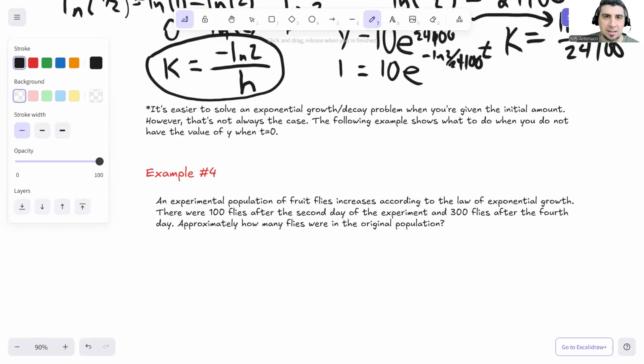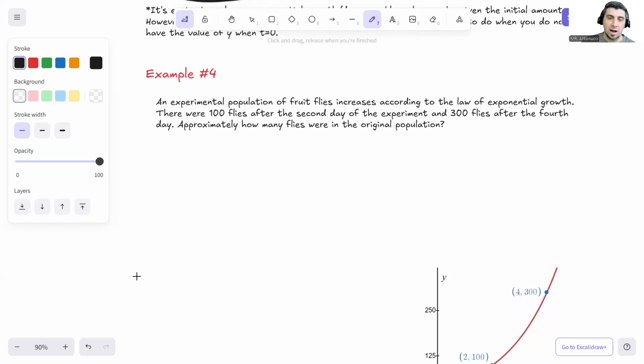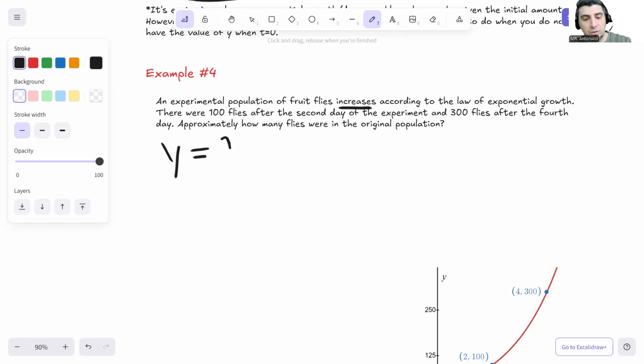Now, you may not have realized it, but in the last two examples, we knew the initial amount. And it's a lot easier to solve an exponential growth or decay problem when you have the initial amount. But that's not always going to be the case. So we're going to look at what to do when you don't have the initial value of y when t is 0. So an experimental population of fruit flies increases according to the law of exponential growth. So we know it increases and it's exponential growth. So it's y equals ce to the kt. And k is going to be positive.